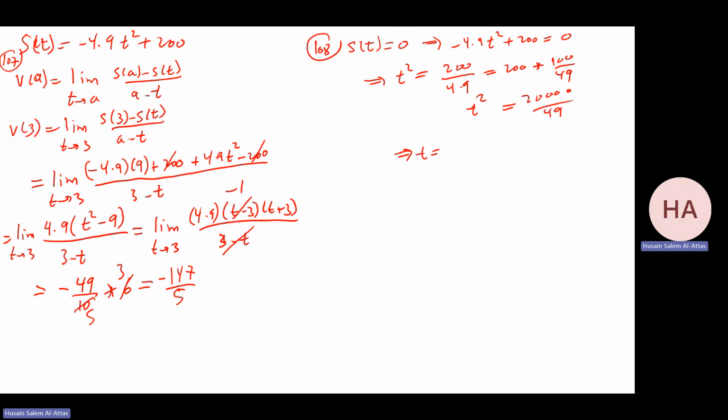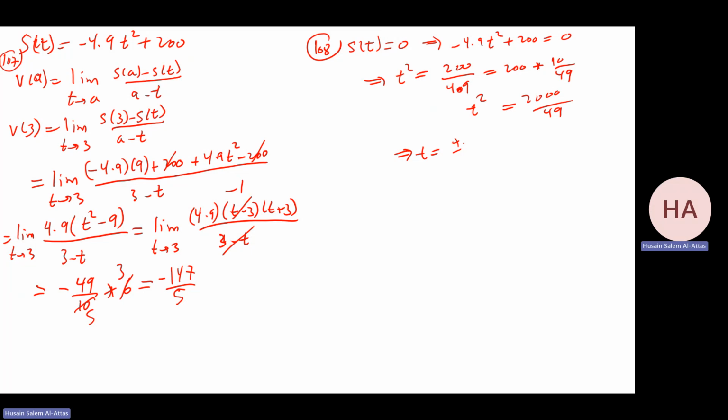Back to the ground, so it's equal to 0. t equals 100 over 4.9, which is 1000 over 49. So it will be 2000 over 49. So I have t equal to plus or minus the square root of 2000 over 7. I will cancel the minus, since time cannot be negative. So this is t.